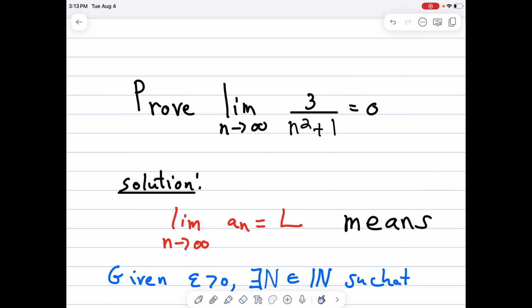Hello everyone. So today we are going to try to prove that the limit as n goes to infinity of the sequence 3 over n squared plus 1 equals 0.